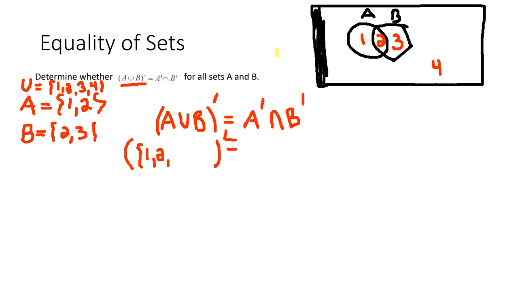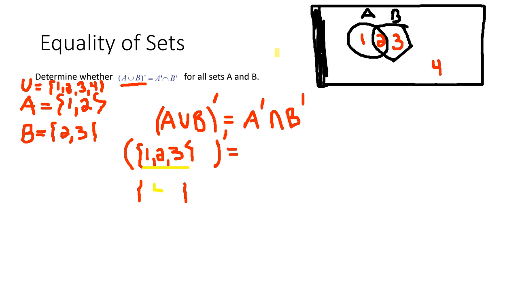And then we have our complement. Okay, so now if I have 1, 2, and 3 complement, that's everything that is not in here. So everything that is not here is going to be your complement. So what are the numbers that are not in this set here? 1, 2, 3. The only number that's not in here is 4. So that's going to be our complement, our answer for this side, the left side.